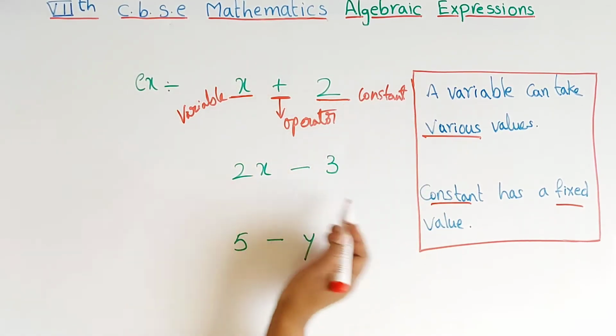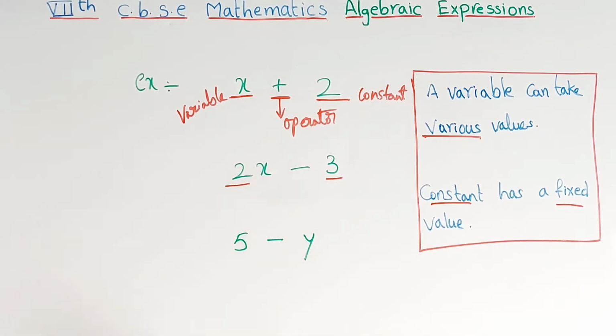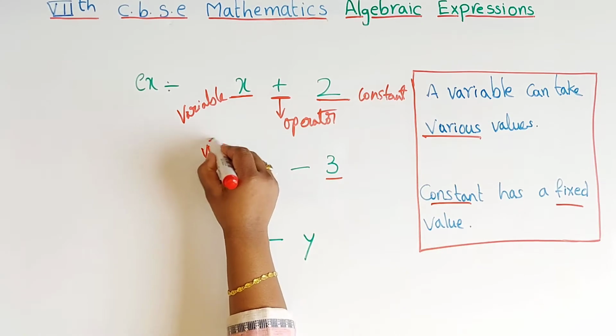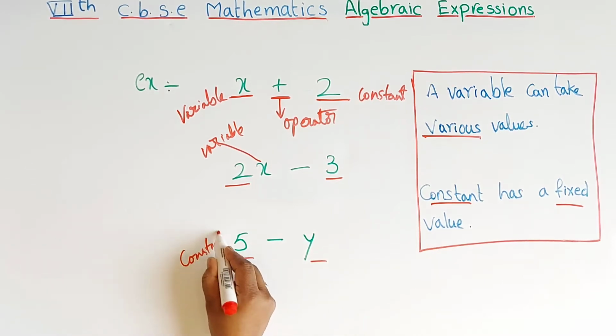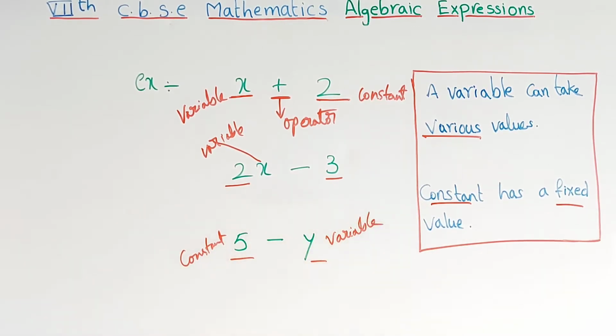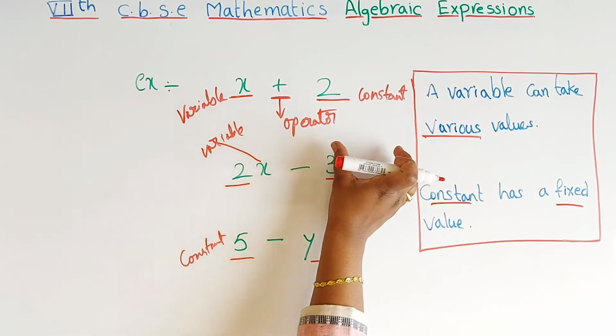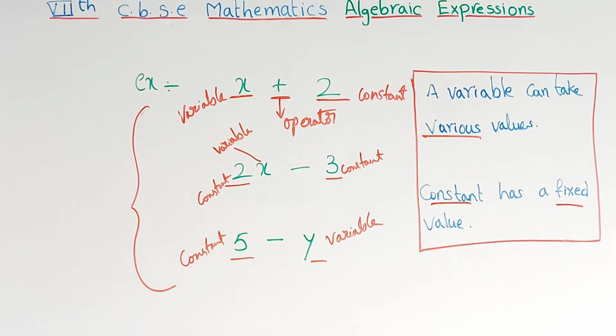Now see the second expression. 2 is a constant, 3 is a constant and x is a variable. Right, children? Now see the third expression. 5 is a constant and y is a variable here. Now see the combination of constants and variables along with arithmetic operation. So these are called algebraic expressions. Right, children?